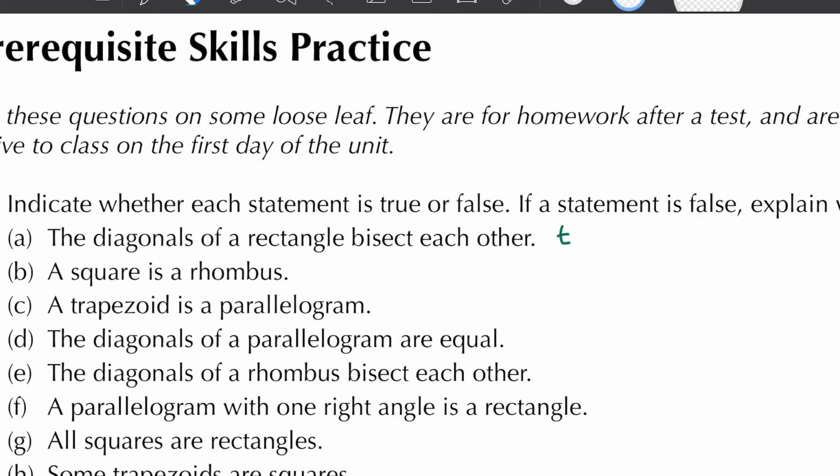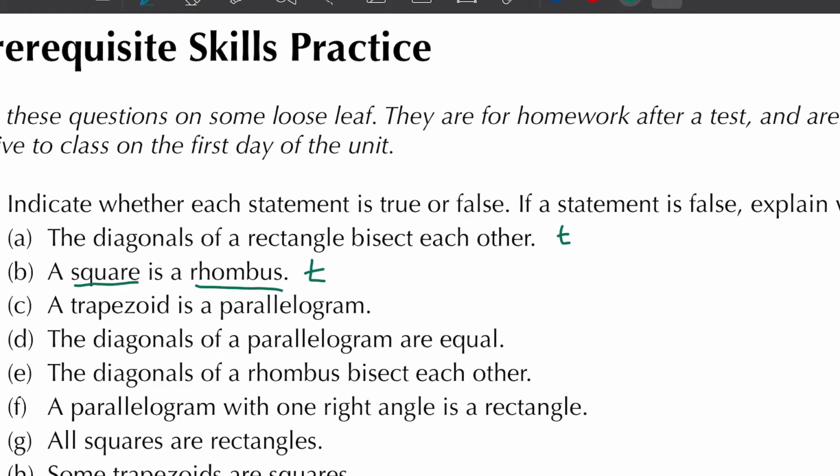You need to draw a little more precise answer. Letter B, a square is a rhombus. You have to think way back to grade 5 about what a rhombus is. A rhombus is a quadrilateral with 4 equal sides. So a square is a quadrilateral with 4 equal sides, so it's true.